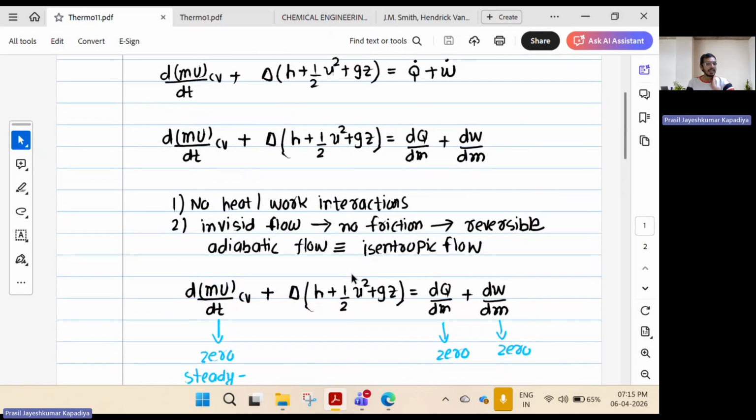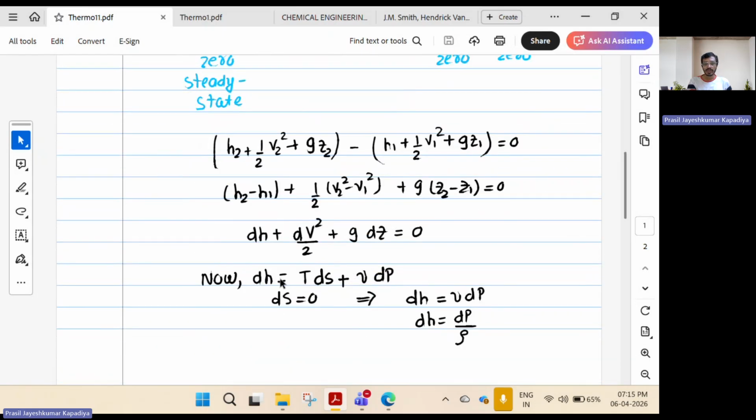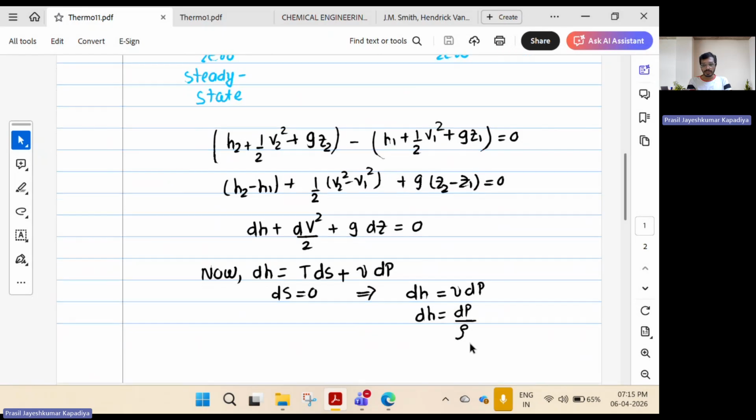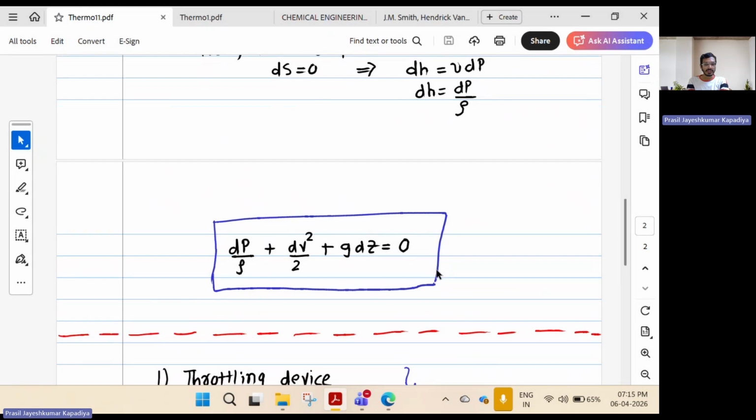We know that the flow is inviscid flow when we are considering Bernoulli's equation. So inviscid flow, no friction. No friction is equivalent to reversible adiabatic flow. And when we say the flow is reversible adiabatic, it is isentropic flow. So this term goes to 0. We are only left with dh is equal to vdp, so dh is dp by rho. So we arrive at Bernoulli's equation from the first law of thermodynamics for an open system, that is dp by rho plus d into v square by 2 plus g into dz is equal to 0.